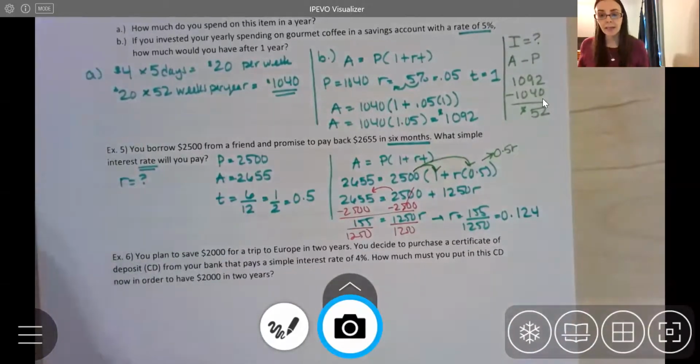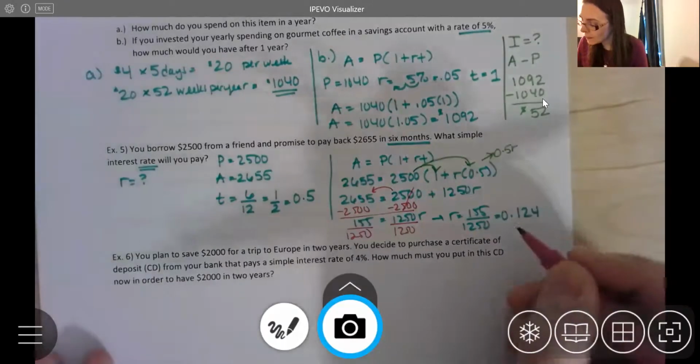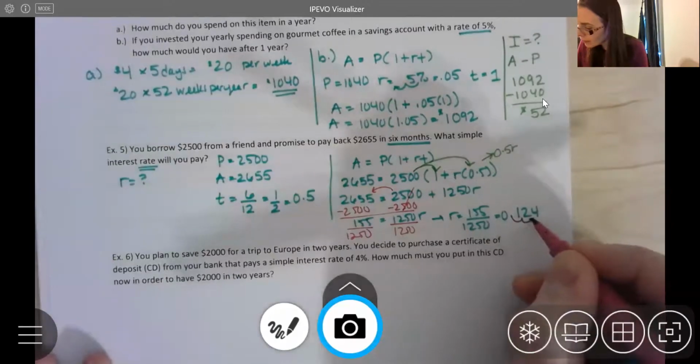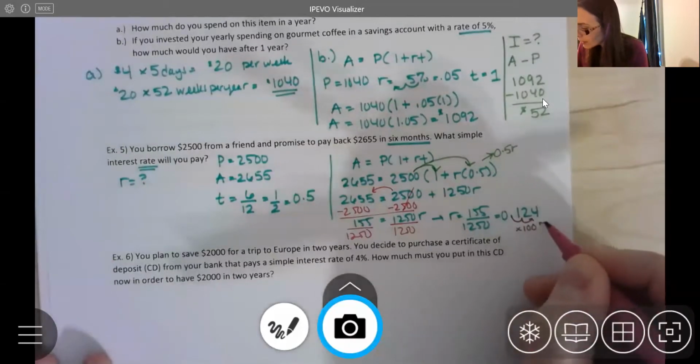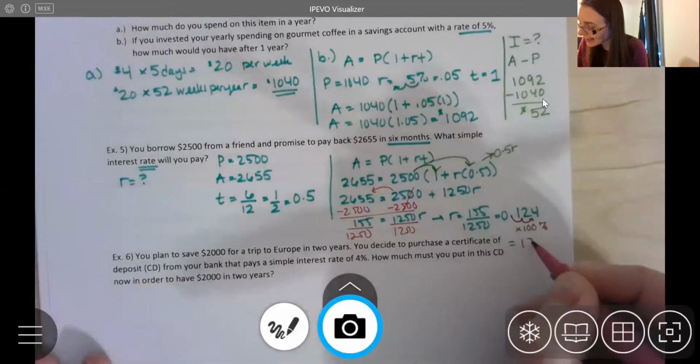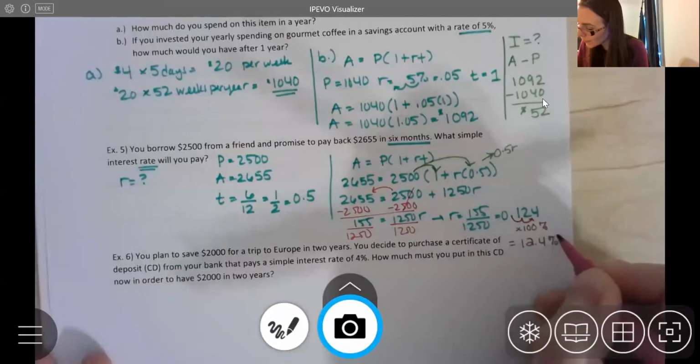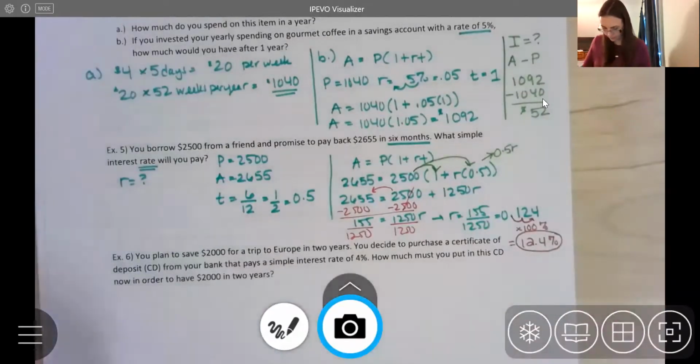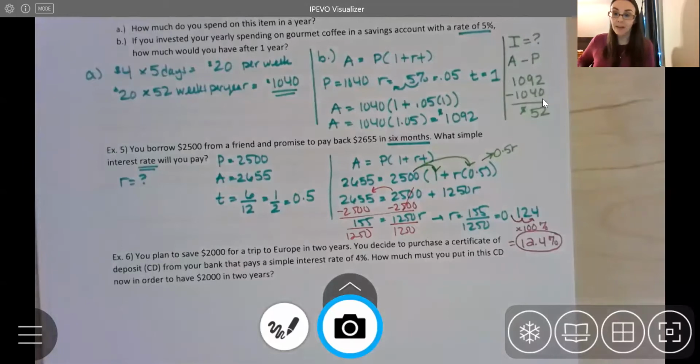Now this is the rate in decimal form. Whenever we do calculations, it's always in decimal form. So if you want the percent, we would multiply it by 100 to get that percent. So our answer is 12.4%. That's a pretty high interest rate that you're paying your friend back to borrow some money. So that's a pretty high interest rate. Maybe better off going to the bank at that point.